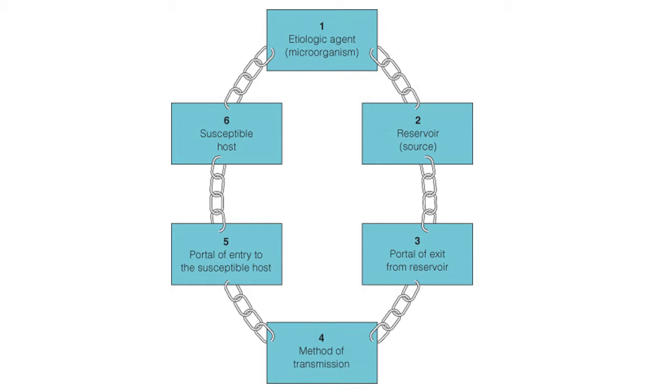And so the microorganism has to have that reservoir to get in, and a portal of entry and exit, and a method of transmission, and you need that susceptible host as well. So how is it that we could then decrease risks of infection if we know this piece of the chain link?